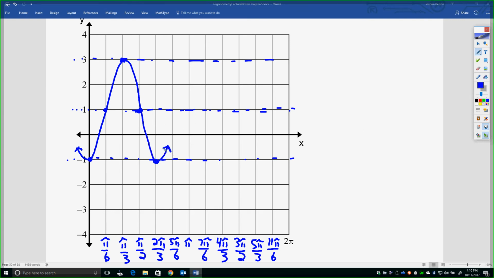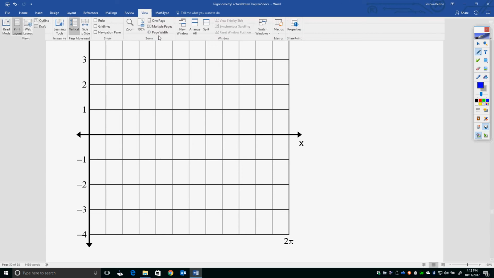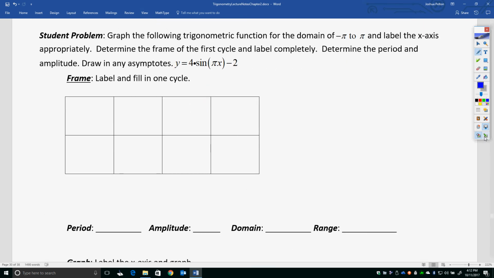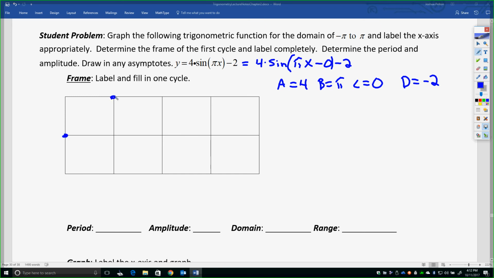Okay, next student problem. Okay, so the next one is another sine, so we'll rewrite the sine function. So this is 4 times sine of pi x minus 0 minus 2. So in fact here we have a is 4, b is pi, c is 0, and d is -2. Alright, so this is a positive sine, so it's a standard sine graph.